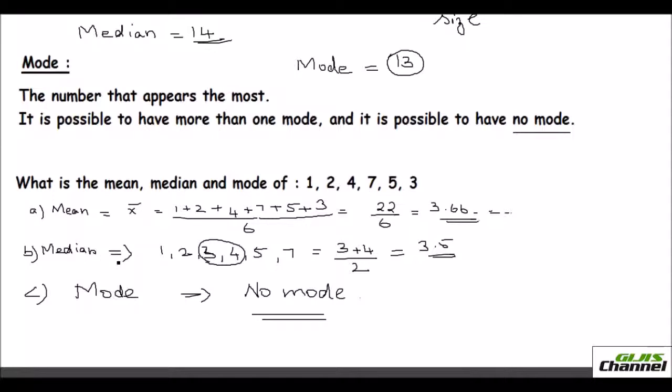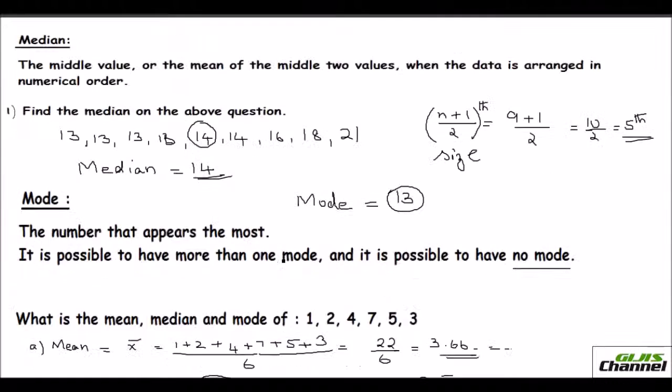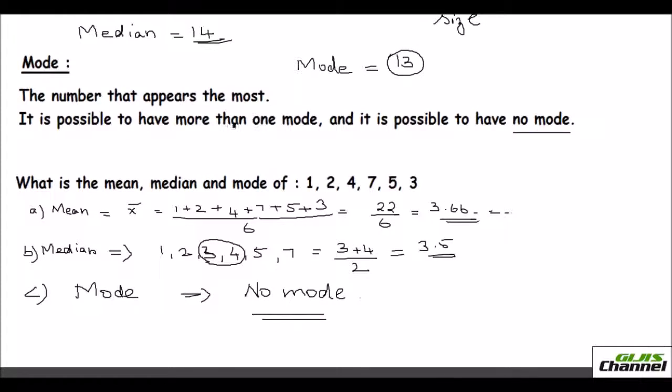For median you first arrange it in ascending or descending order and you find the middle number. If you don't find one middle number as such, then you take the two middle numbers and find the average of it, okay? That is why I wrote here median is the middle value or the mean of the middle two values. If you don't have one single middle value, then you take the mean of the middle two values and that would be your median.